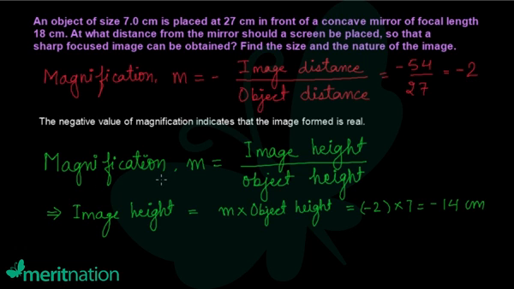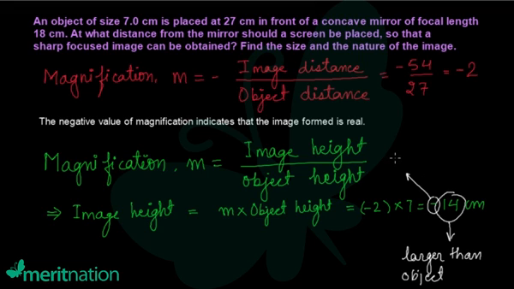Now magnification is also given by the relation image height upon object height. So image height will be equal to magnification into object height. The image height comes out to be -14. This height of -14 also has two implications. The number part is telling me that the image is larger than the object, and the negative sign part tells me that the image is inverted.